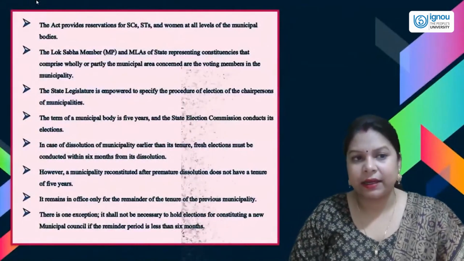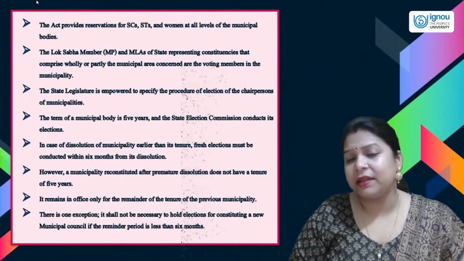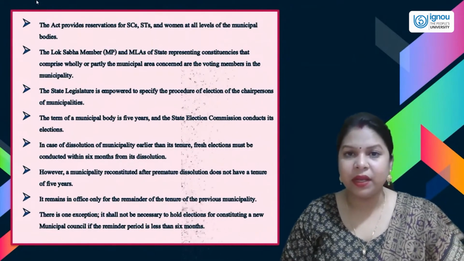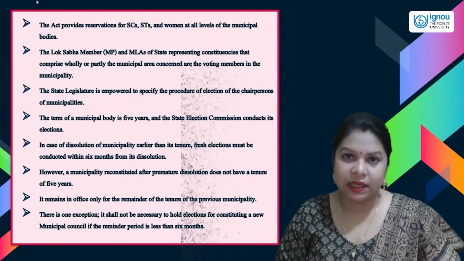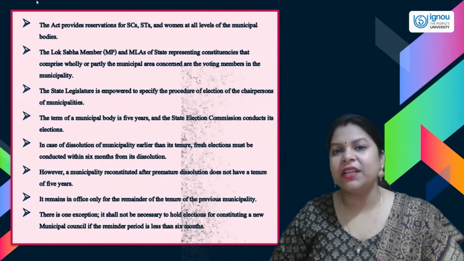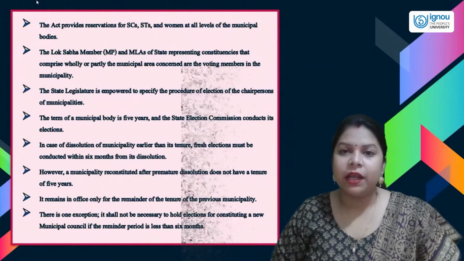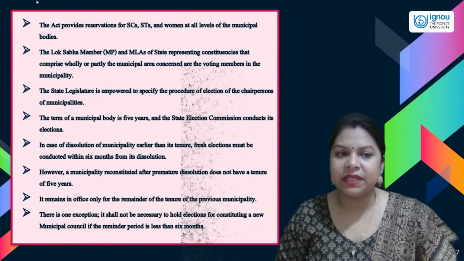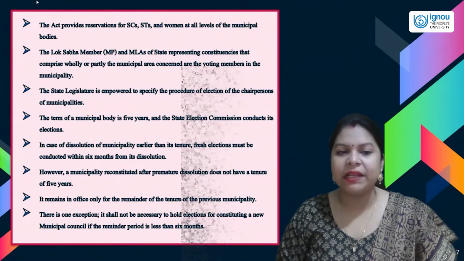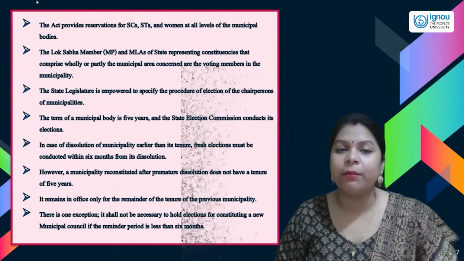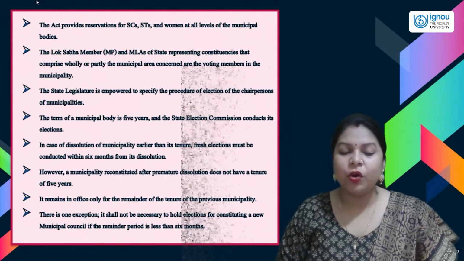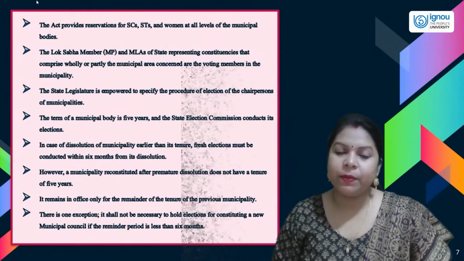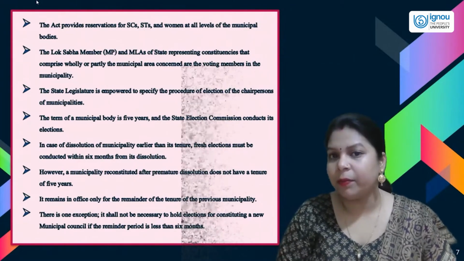Moving forward, the 74th Amendment Act provides reservations for SCs, STs, and women at all levels of the municipal bodies. This provides the marginalized sections of our society a chance to come forward. The Lok Sabha members, MPs, and MLAs of the state representing constituencies that comprise wholly or partly the municipal area concerned are the voting members in this municipality. The state legislature is empowered to specify the procedure of election of the chairpersons of municipalities, which we already learned in our previous slide.